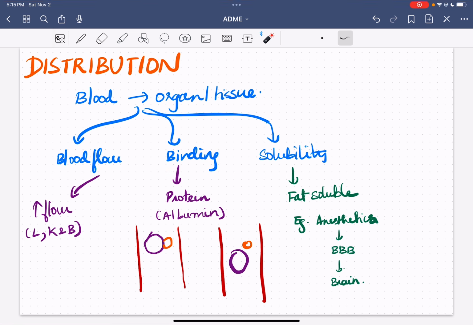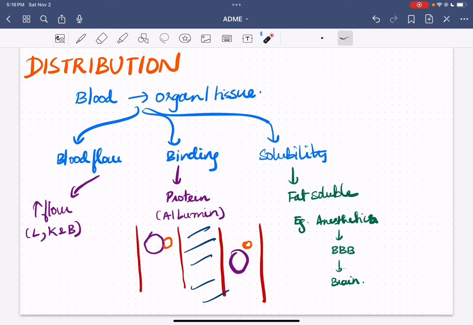This is a very important concept. This decides if a drug has a very short term effect or a long term effect. Mainly, drugs bind to protein in our blood, and the main protein is albumin. So let's take this as a blood vessel, and this purple thing here is the albumin, and this orange thing here is your drug. Let's imagine that the tissue is over here. The drug has to reach the tissue.